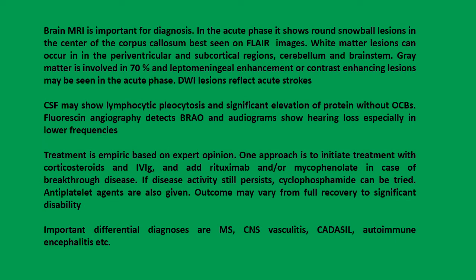Brain MRI is important for diagnosis. In the acute phase, it shows round snowball lesions in the center of the corpus callosum, best seen on FLAIR images. White matter lesions can occur in the periventricular and subcortical regions, cerebellum and brainstem. Gray matter is involved in 70% and leptomeningeal enhancement or contrast enhancing lesions may be seen in the acute phase.